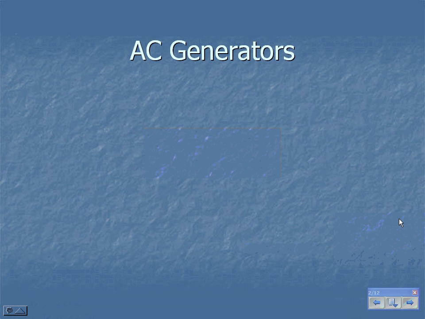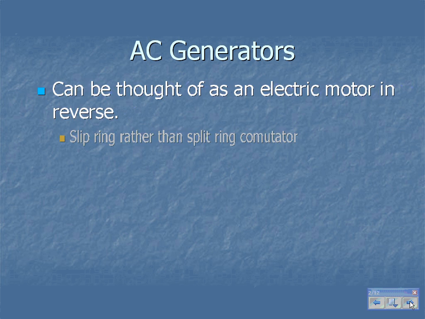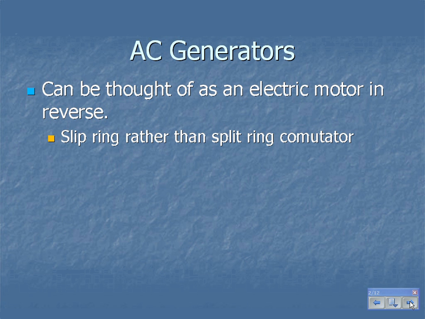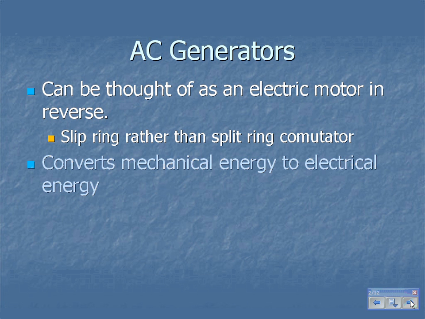Okay, so AC generators. AC stands for alternating current. DC stands for direct current, for those of you that are big fans of AC/DC, rock and roll. Direct current is what we talked about with batteries and circuits. Batteries provide direct current electricity. Generators provide alternating current electricity. When we generate electricity, it can be thought of as an electric motor in reverse. A motor takes electrical energy and turns it into mechanical energy. A generator takes mechanical energy and turns it into electrical energy.